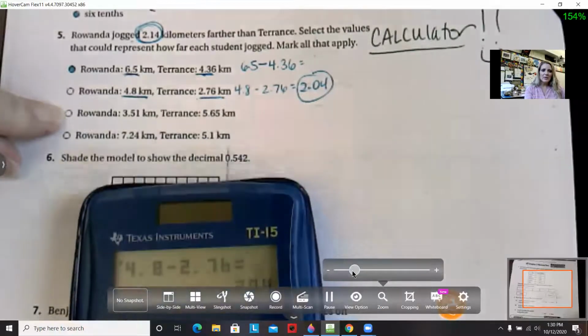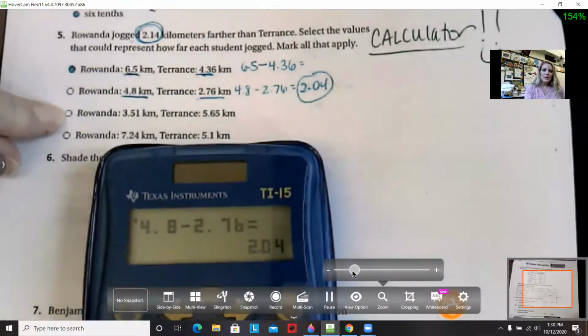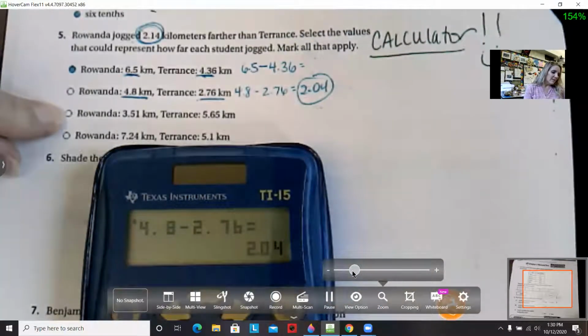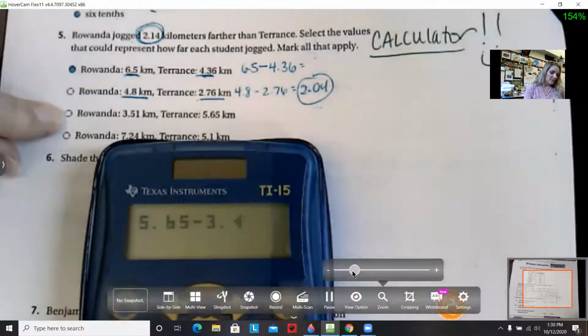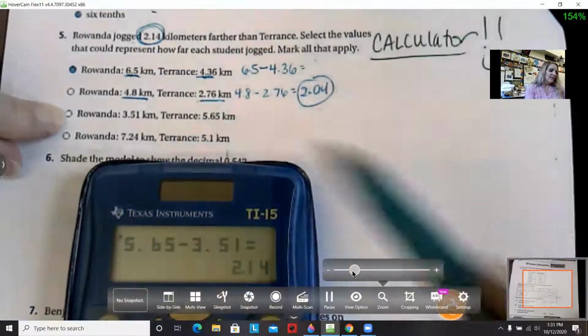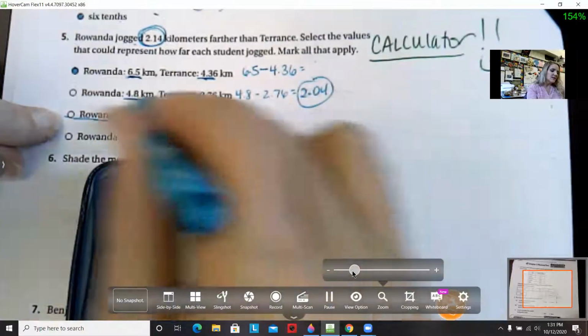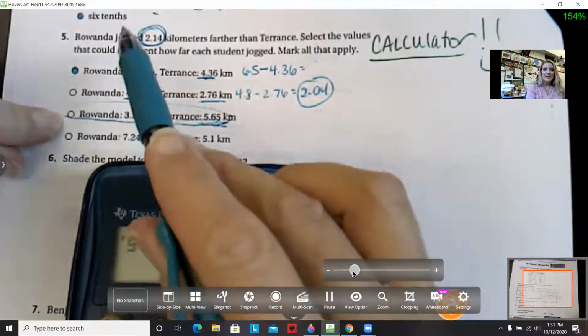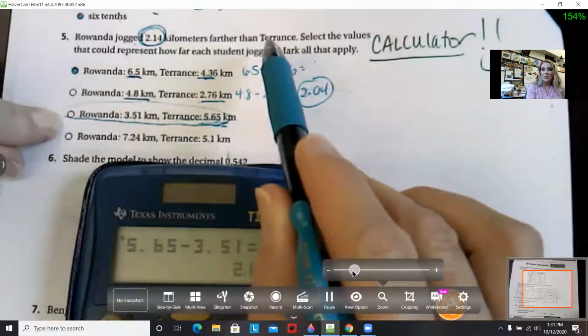Okay, let's go down to the third one. Right away, you might say this minus this, and I bet that 5 65/100 minus 3 51/100, look, it does equal 2 14/100, but there's a little problem here. In this circumstance, Terrence jogged farther than Rwanda. That is not what happens up in the problem.